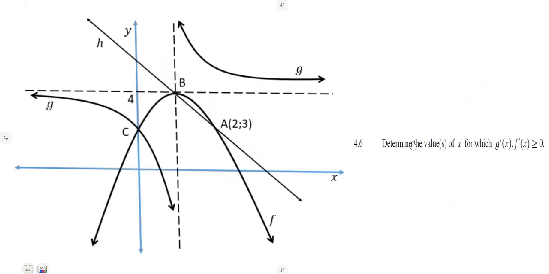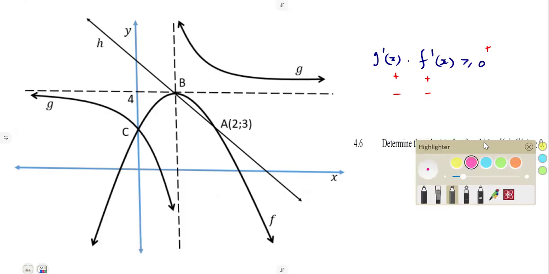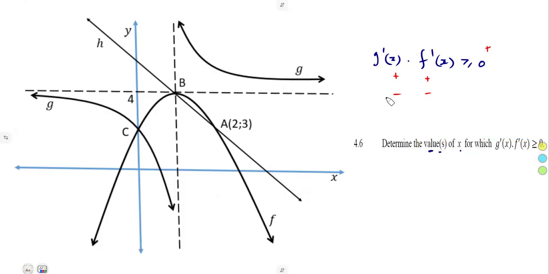So that is it. Meaning to say, guys, with this, we can answer our questions as long as we have got critical values. So on this question, we are given these graphs, and the question was to determine the value or values of x for which the derivative of g over the derivative of f is greater than or equal to zero. That is a positive. So it is either positive, positive or negative, negative. So let us consider the two graphs and see what is happening here.